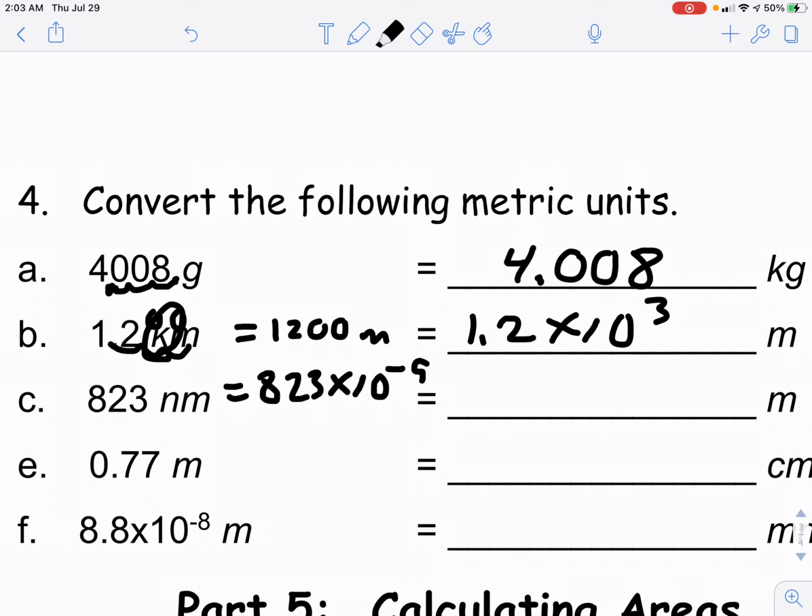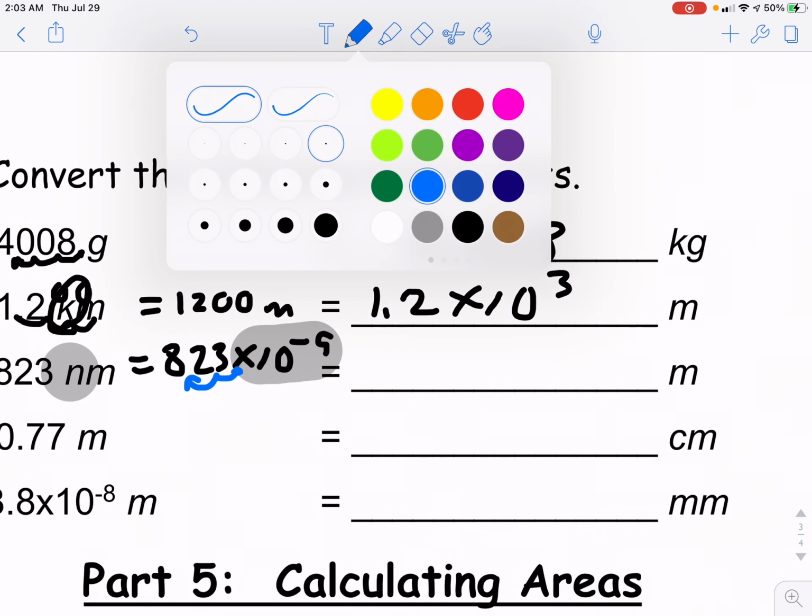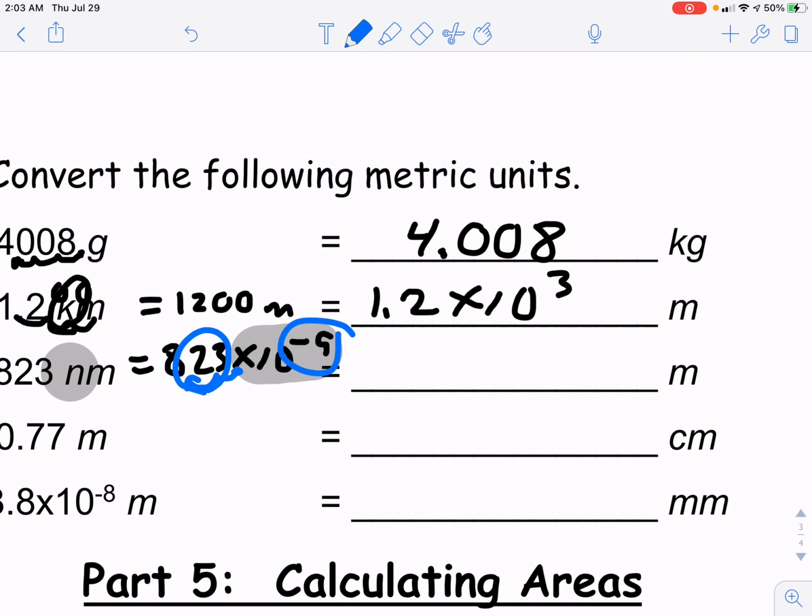Notice, ladies and gentlemen, all I did was replace the nano prefix with the number that it stands for. 823 stayed the same. But that's not proper scientific notation. So I'm going to take the decimal and move it 2 places to the left to make it proper. But once I move the decimal, I have to move the exponent accordingly. So this becomes 8.23 times 10 to the negative 7. You move closer to 0. When you move the decimal point to the left, your number becomes more positive. When you move the decimal point to the right, it becomes more negative.